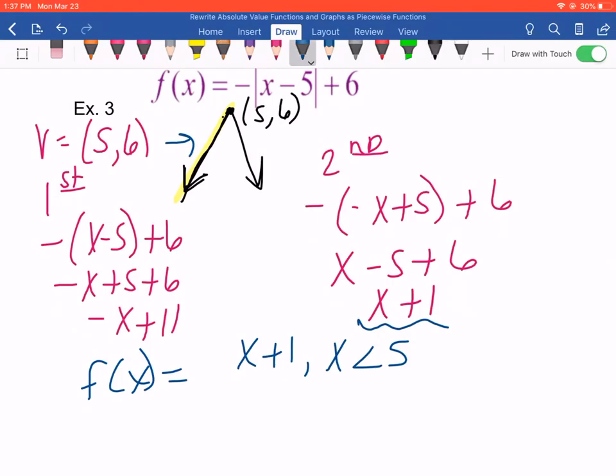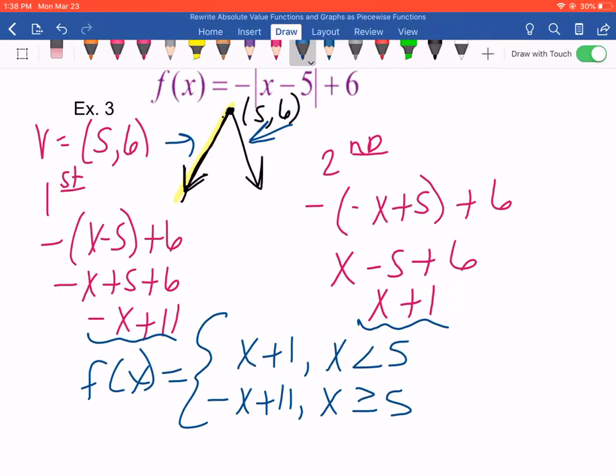So now I want to consider what's happening here on the right-hand side. On the right-hand side, that's a linear function with a negative slope corresponding to this piece. So negative x plus 11, such that my x values need to be greater than or equal to 5. Okay, curly bracket it up, and you're done.